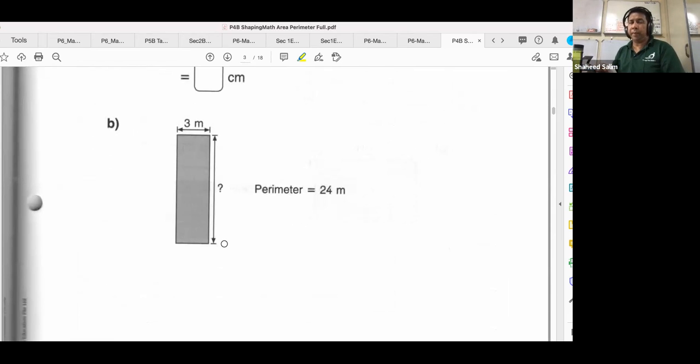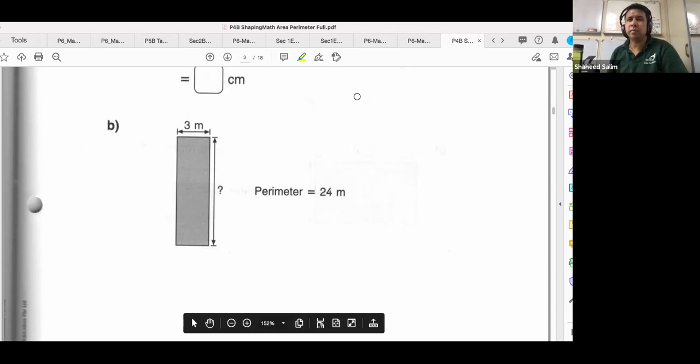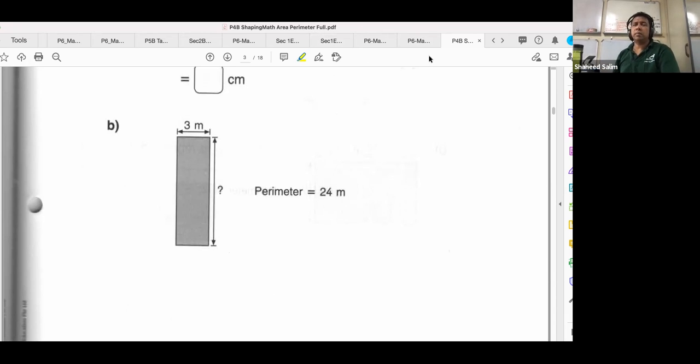You know how to find length? Perimeter is the outline, okay? Someone has got an answer. No, not divide. Okay, let us see, what do we do?